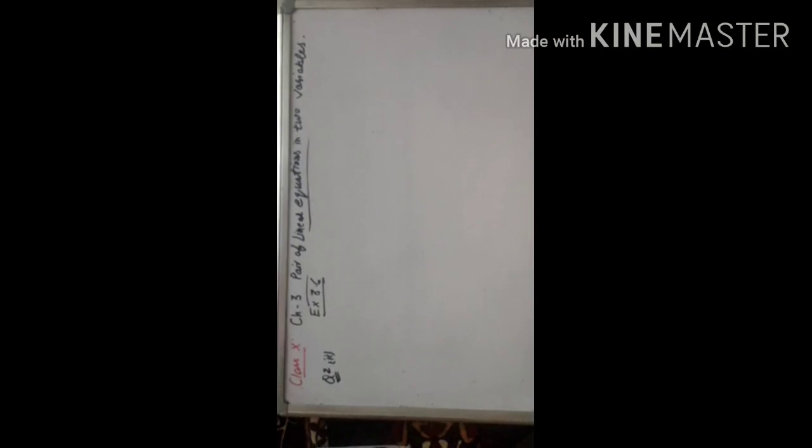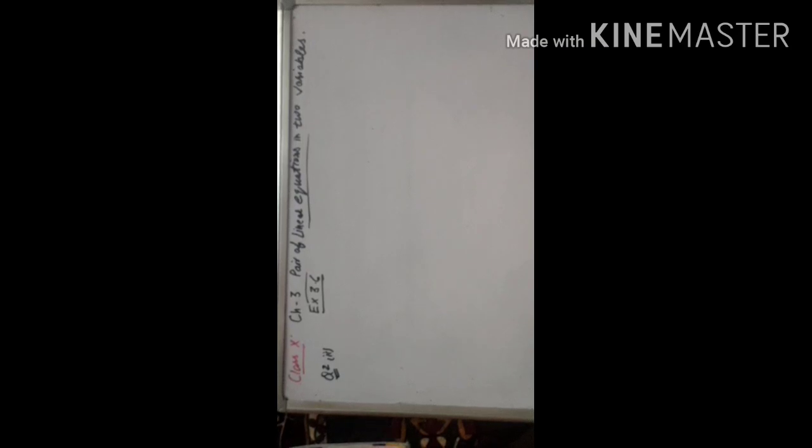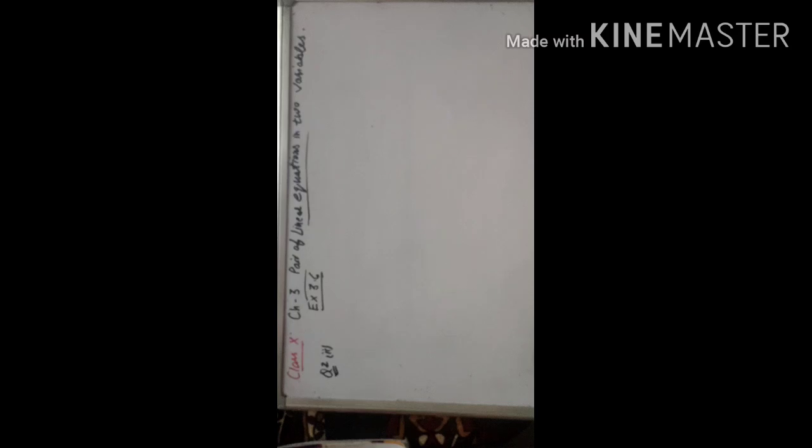Question 2, second part. 2 women and 5 men can together finish an embroidery work in 4 days, while 3 women and 6 men can finish it in 3 days. Find the time taken by one woman alone to finish the work and also that taken by one man alone.